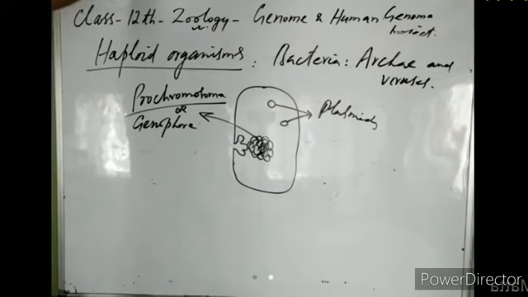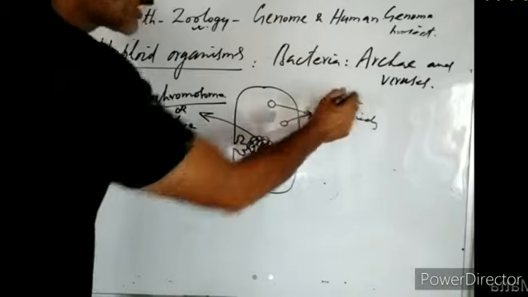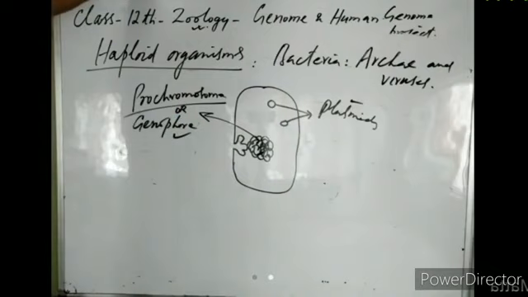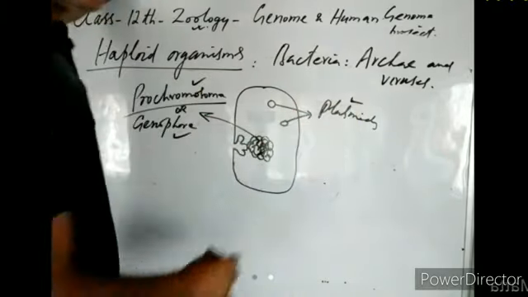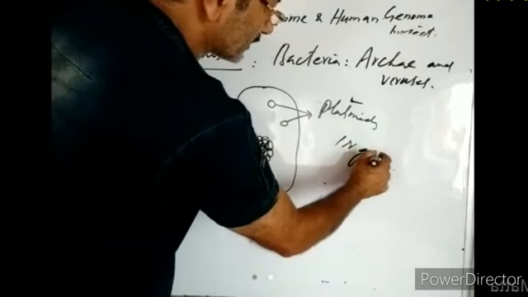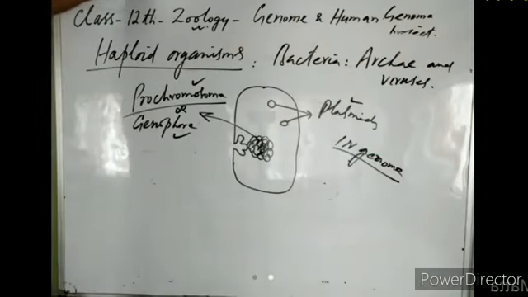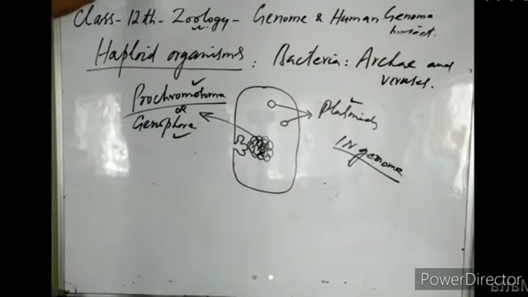So what makes the bacterial genome? All the genes which are contained in a bacterial cell, in its prochromosome and its plasmids, collectively form the haploid genome of the bacterial cell. Similarly, in archaea, there is again a prochromosome and plasmids may be there. All the genes contained in the prochromosome and plasmids form the haploid genome of the archaea.